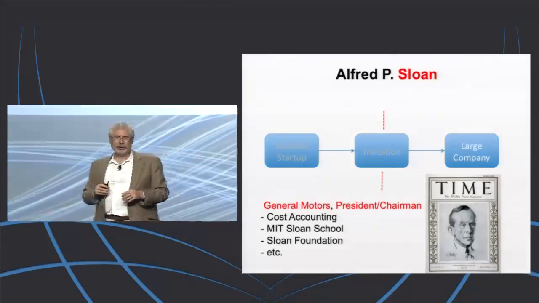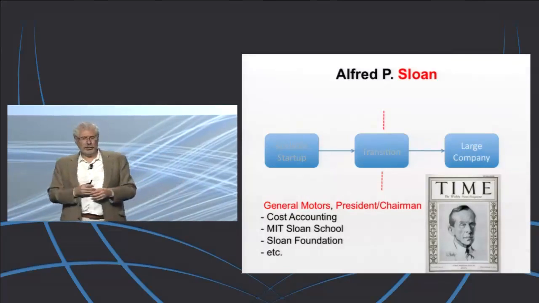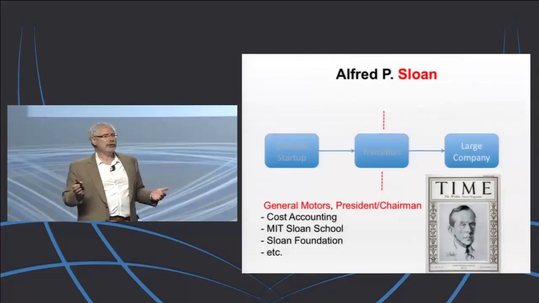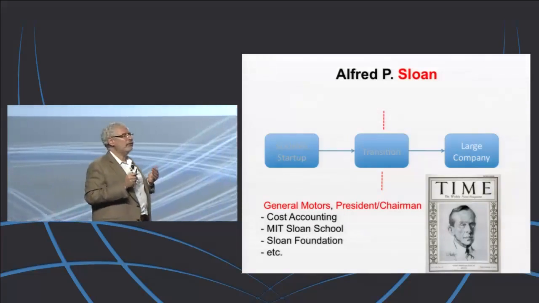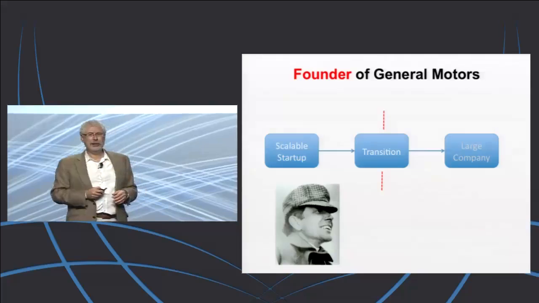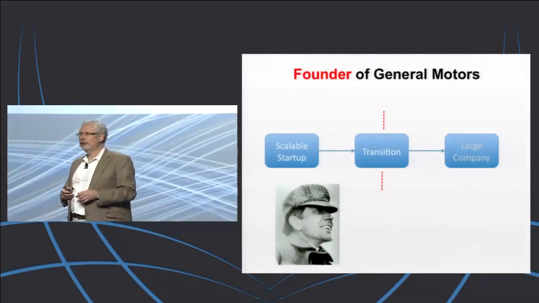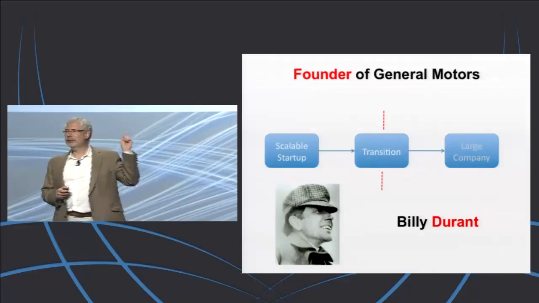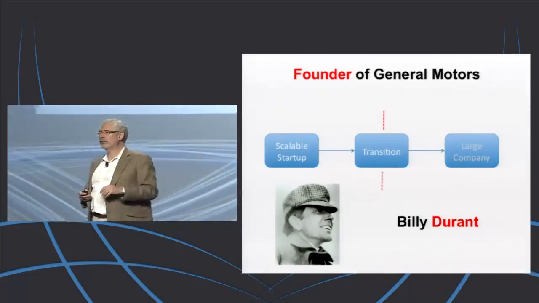Chairman and president, he invented kind of distributed cost accounting. MIT Sloan School is named after him, the Sloan Foundation. In the 20th century, he was one of the most famous executives in the United States. But he wasn't the founder. The founder was this guy. Anyone ever hear of Billy Durant? It's a name you should all remember.